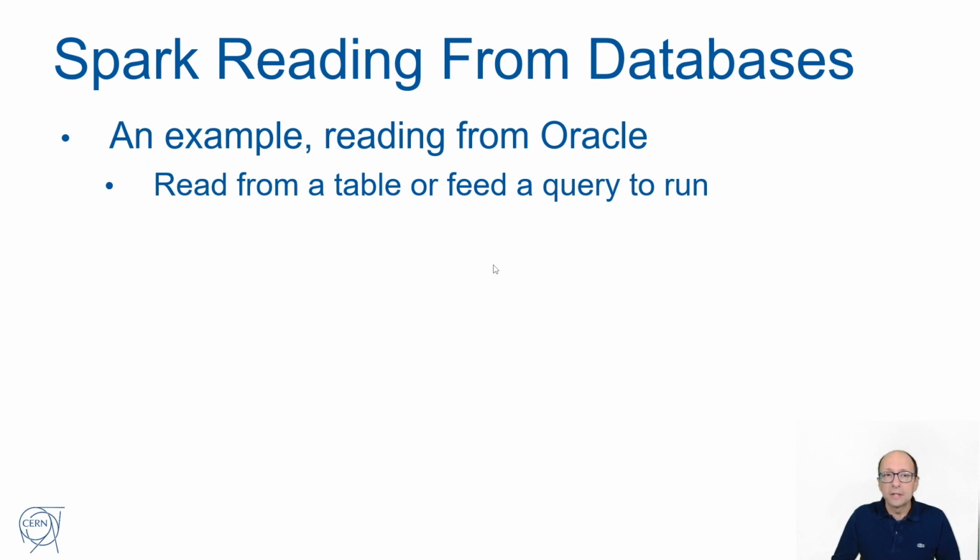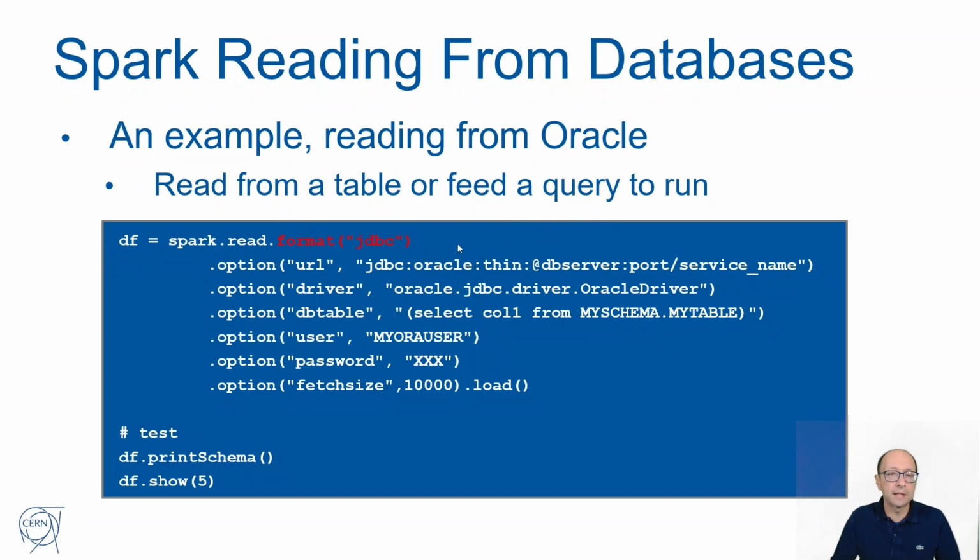Spark can also read from relational databases. For example, we have Oracle and relational database services at CERN. And this is the way you can access data in a database from Spark. You use the JDBC data source, and then you will need to specify the connectivity details and the driver that you're going to use, and then what table you want to access or query that you want to run, and then a user and password, and also other optimization parameters like the fetch size, so how many rows at a time you want to get. And so this will define a data frame that goes and reads from Oracle, and we can see the schema, and when an action is triggered, this will go and fetch the data from Oracle.